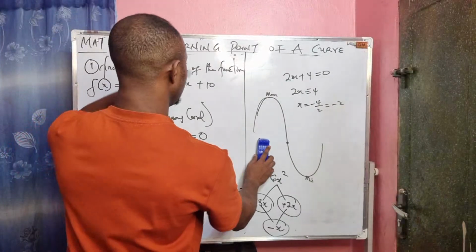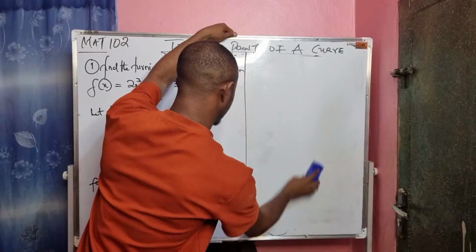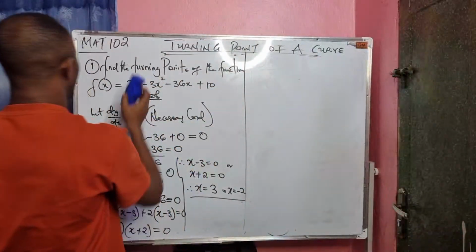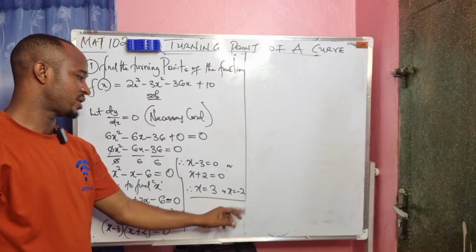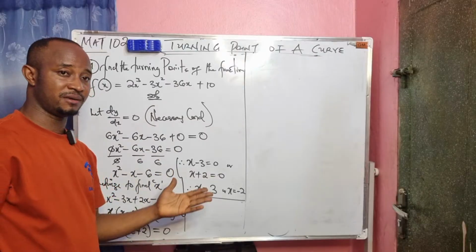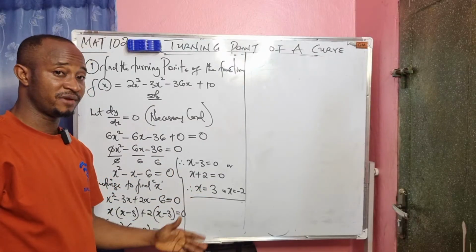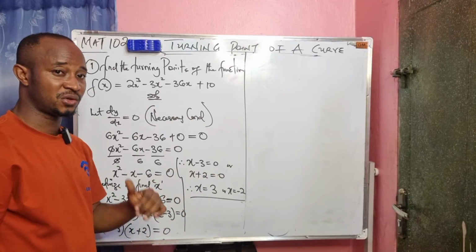All right, let's finish up this. We're almost done. Now we have gotten the values of x. We have x equals to 3 and x equals to minus 2. One of these x values can either be the minimum value of x or the maximum value of x, but we don't know yet until we proceed to the sufficient condition.